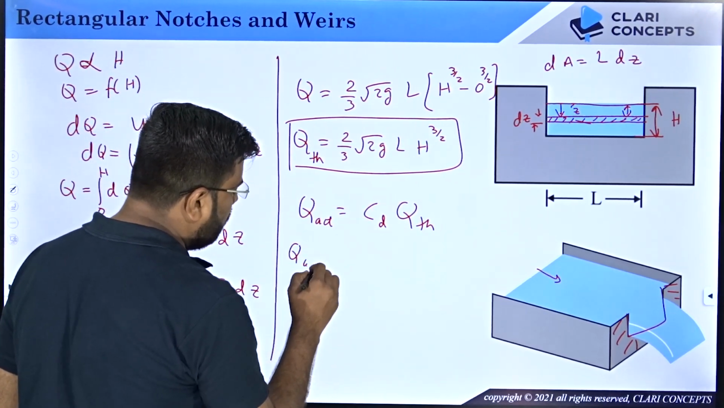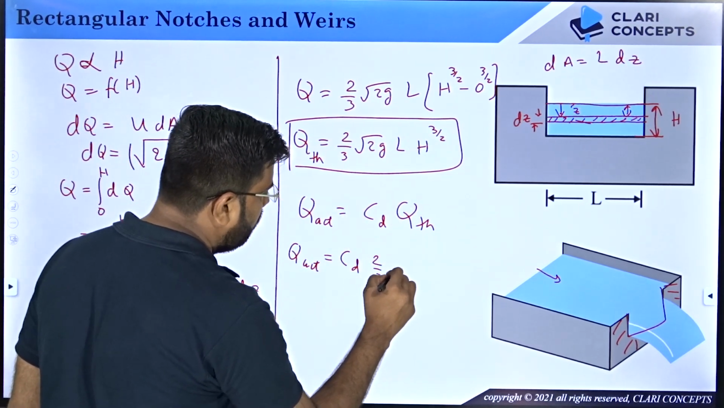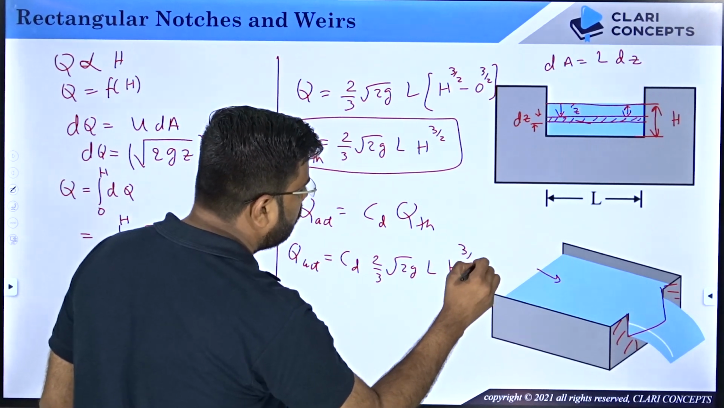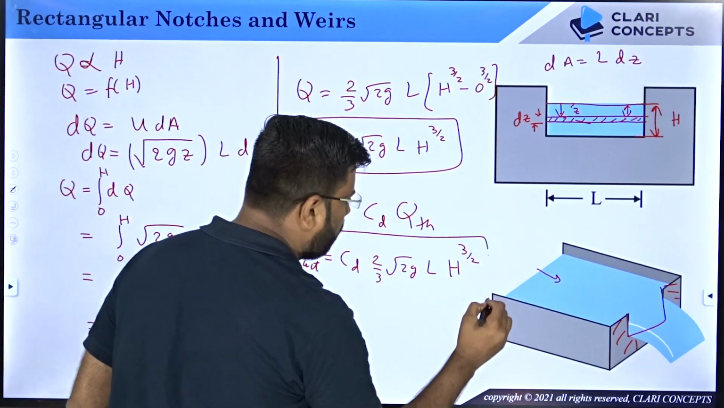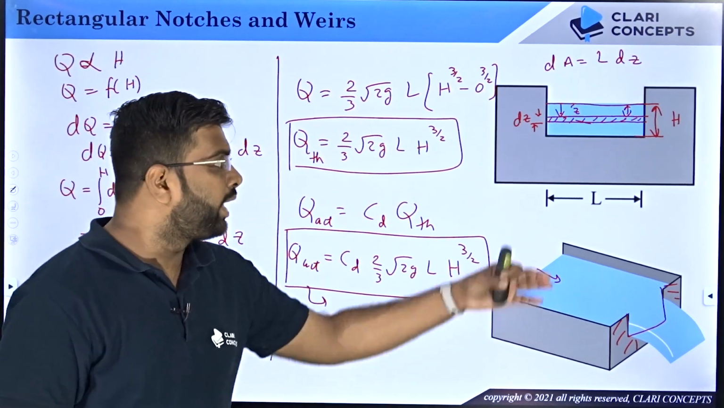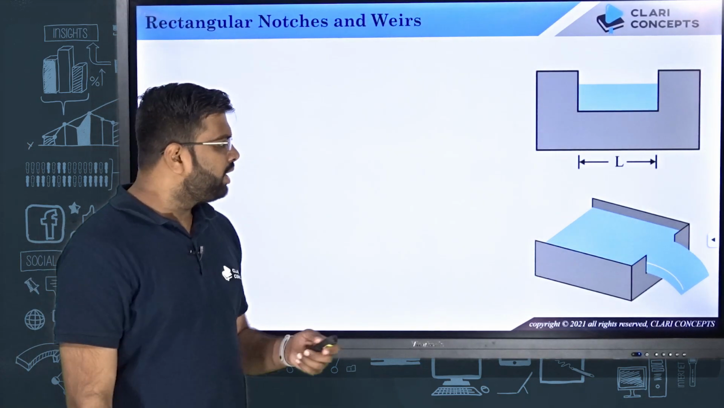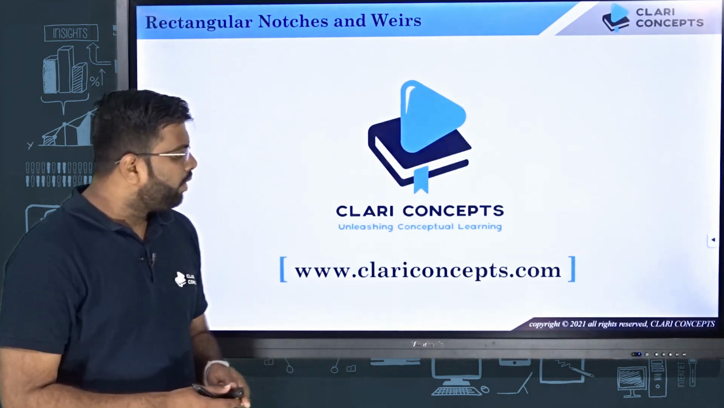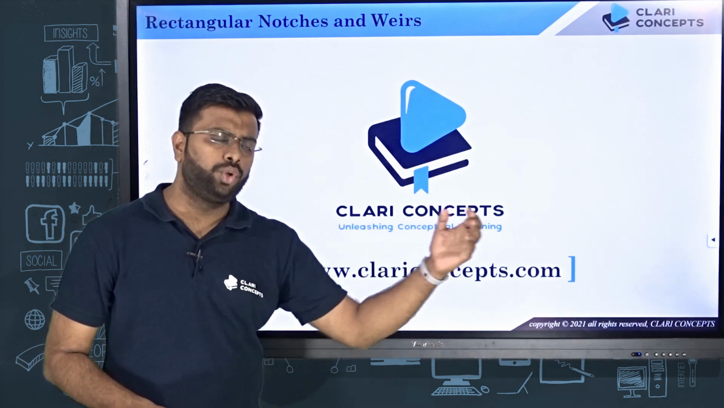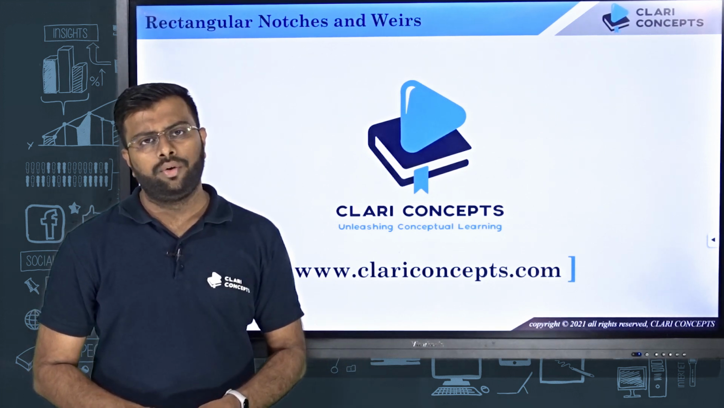So Q actual will finally be equal to CD into 2 by 3 under root 2g into L into h raised to 3 by 2. This is the final formula using which you can find the flow rate of water flowing through a rectangular notch or weir. Clear? So thank you so much. In the next lecture we will see the numericals, where we are going to talk about how to use the formula and measure the flow rate of water flowing through big water bodies using a rectangular notch and rectangular weir. Thank you so much.